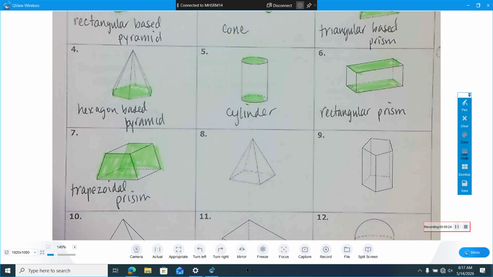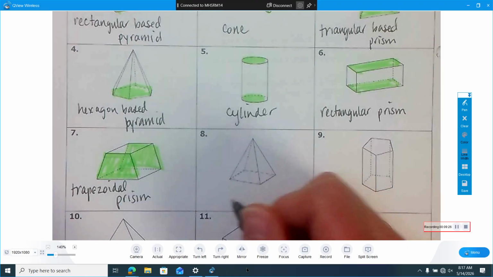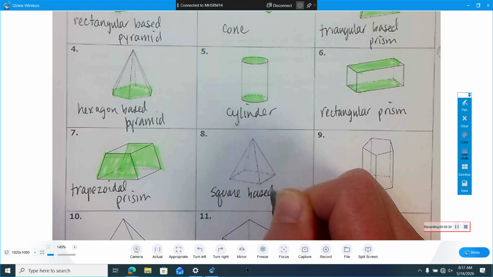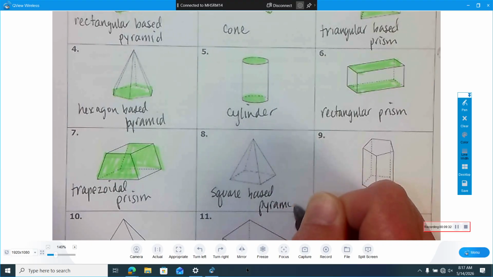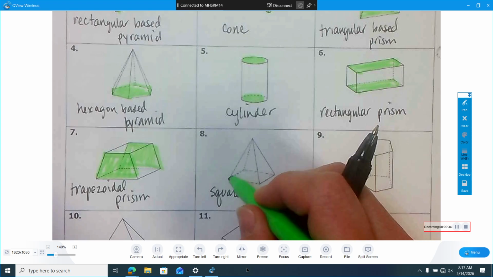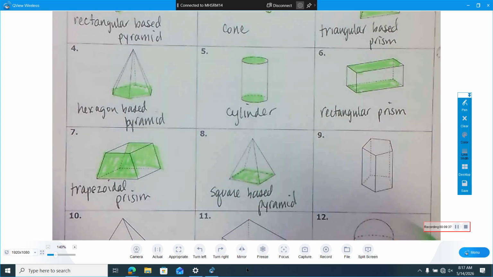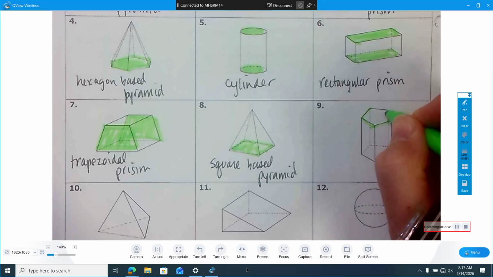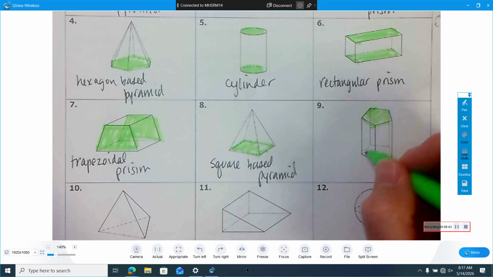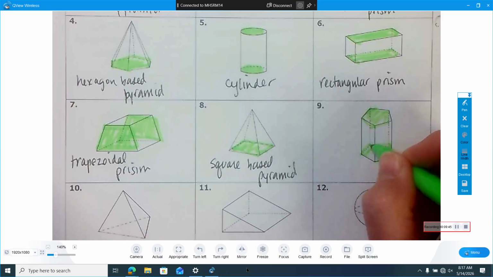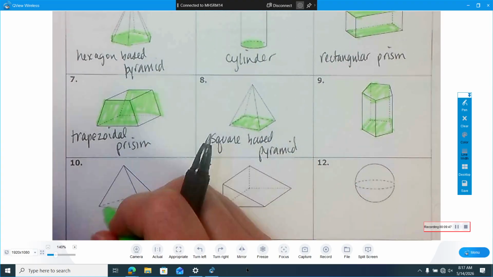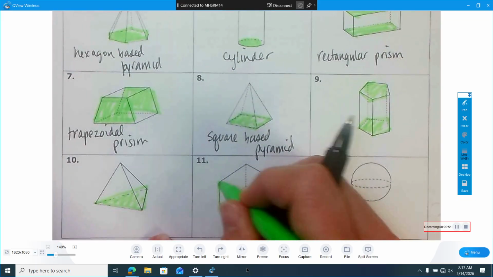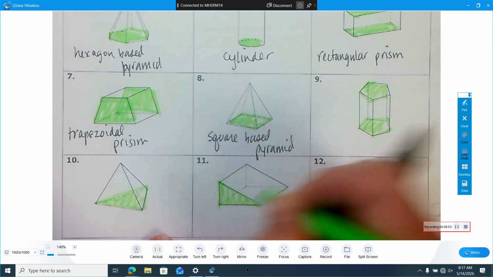Number 8 is a square-based pyramid. And again, it has a base of a square. So the whole point of this is you've got to be able to recognize the bases. So will you please just go ahead and highlight the bases of the last few figures? If you can recognize the bases, you will be very good.